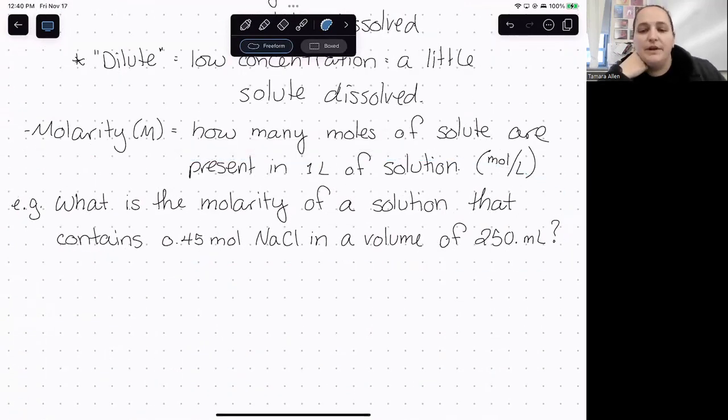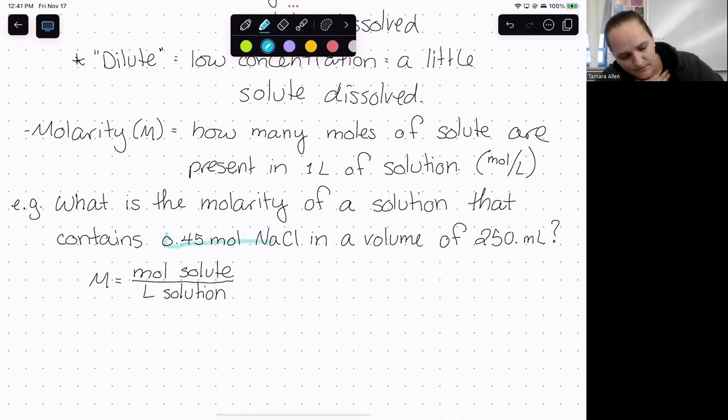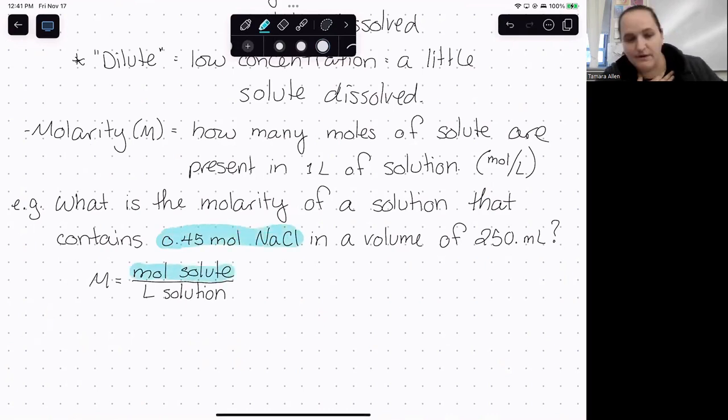So what is the molarity of a solution that contains 0.45 moles of sodium chloride in a volume of 250 milliliters? So we are looking to calculate the molarity, and we know that molarity is moles of solute per liter of solution. So moles of solute, so let's make that bigger.